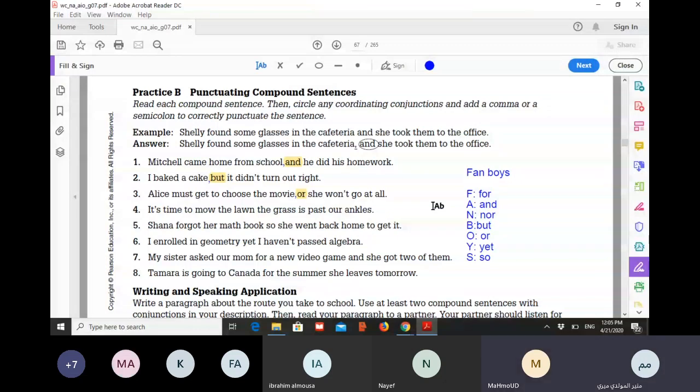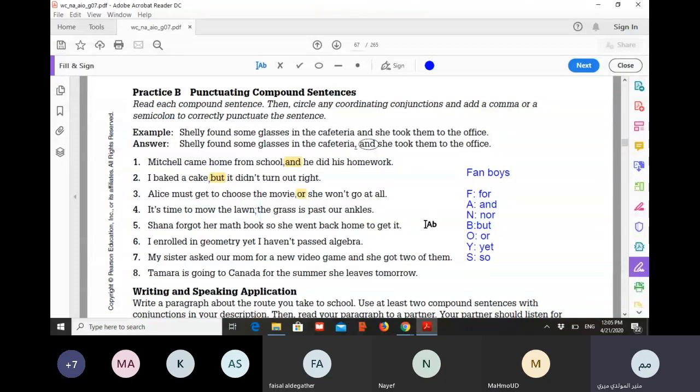Mahmoud, you should read the sentence until you find a meaning, when we have a complete idea. Down. You need to stop. Then you start a new sentence. Down. Again. Excellent. It's time to mow the lawn. Then we place a semicolon here. And then the grass is past our ankles. Now the sentence is right. Very good. Next, please. Abdelmajid Kalantan.